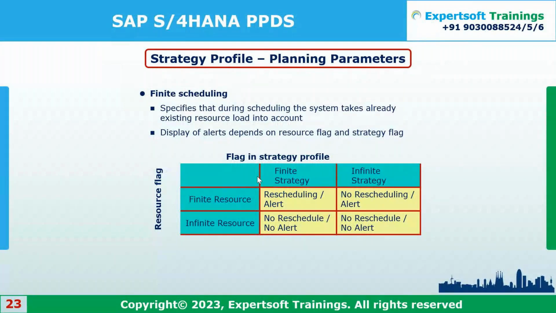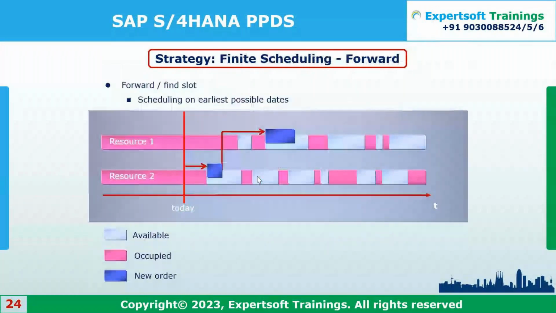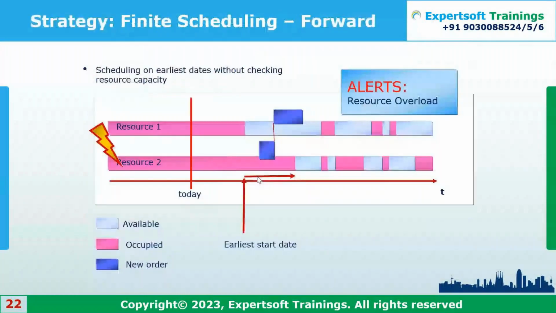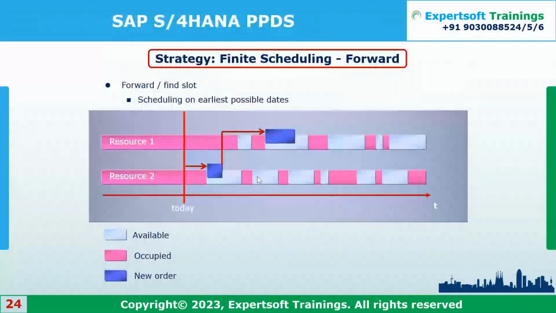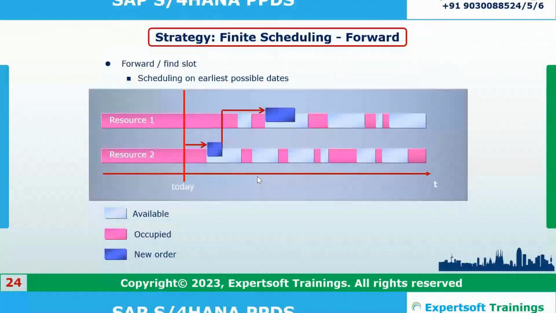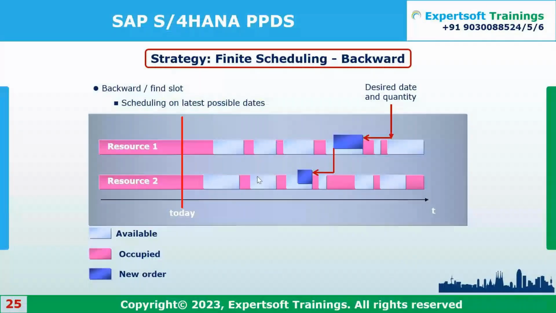This is finite. For example, if you see this slide, we have new planned orders at the same time where a planned order is already in process. But here you are placing the planned order at the earliest possible date. So this is called finite scheduling. We can discuss in detail. This is based on the strategy, the forward or backward direction. We can do finite scheduling in the backward direction or forward direction. That means wherever the available capacity is, we can fit into that. That is called find a slot.